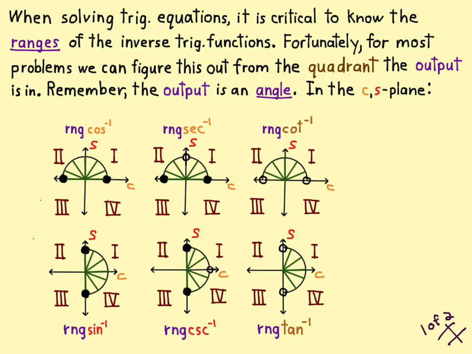So on the top row is cosine inverse, then secant inverse. Remember, secant is the reciprocal of cosine, and then cotangent inverse. And the bottom one is sine inverse, cosecant inverse, and tangent inverse.